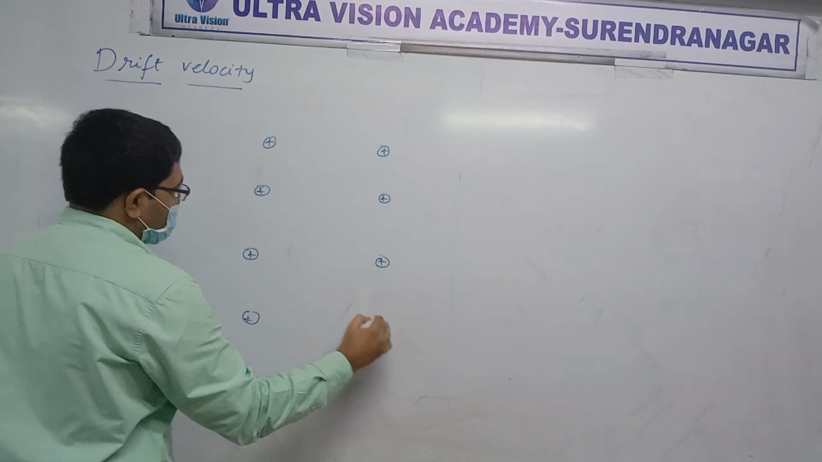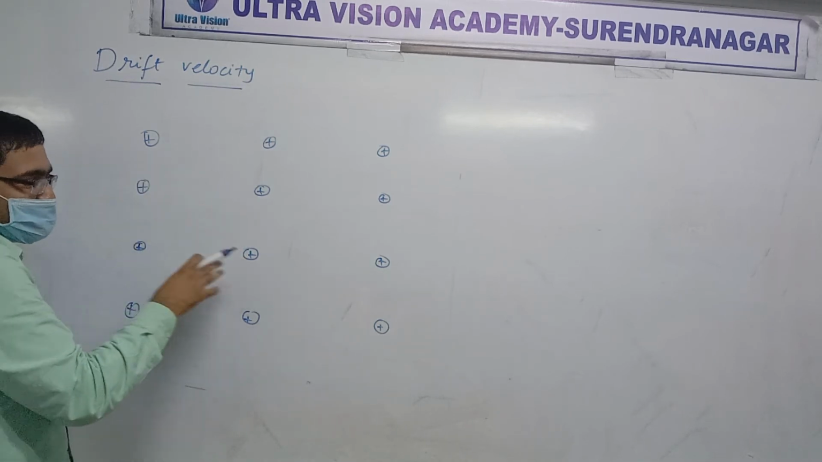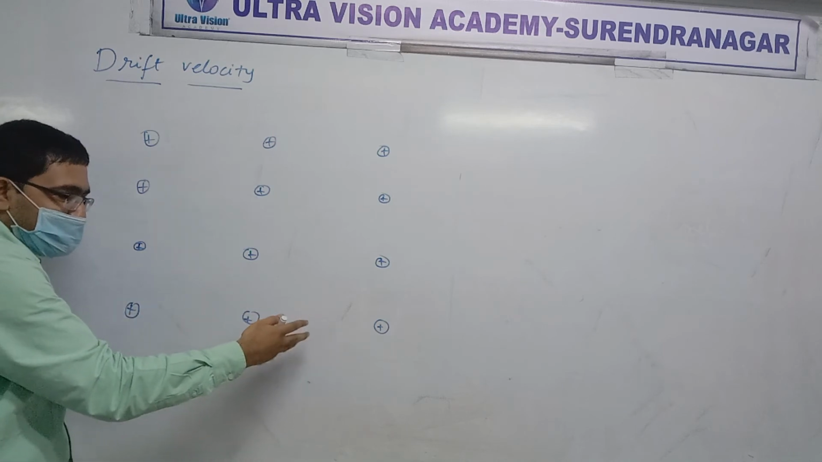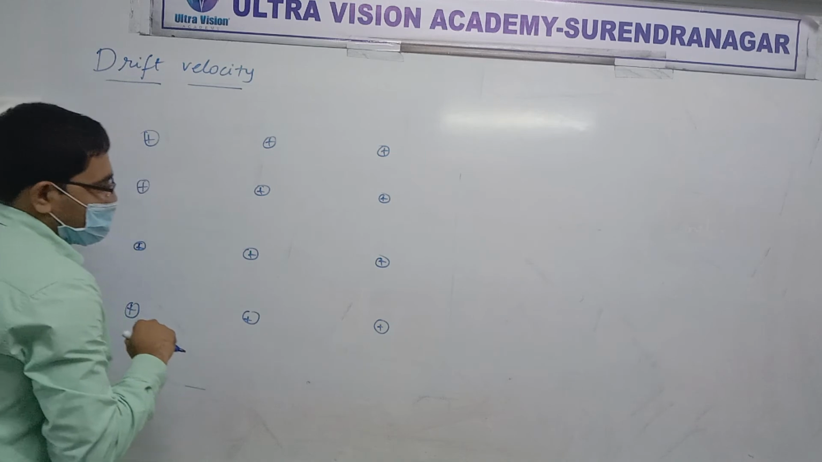Did you understand what I'm drawing? This is basically the crystal lattice. What is it? Crystal lattice of the metal. Okay, so these are heavy ions. The figure is not to scale, right? They are very close to each other.